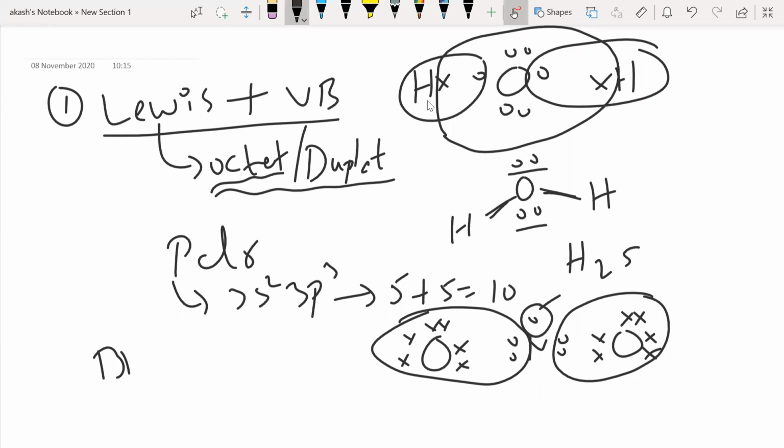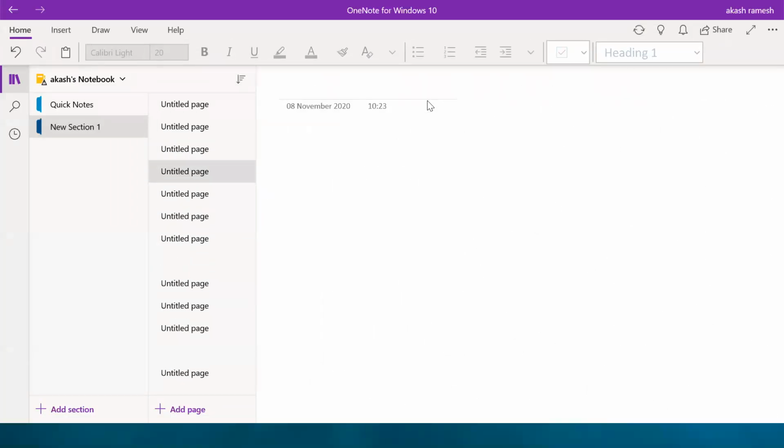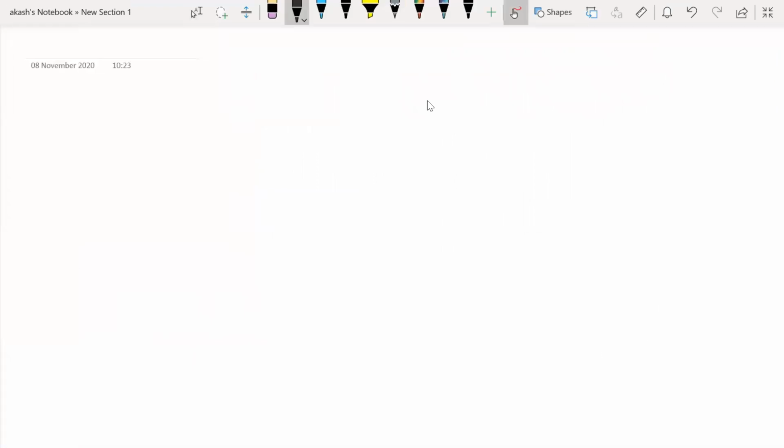Okay, I'll give you the example. The example is BF3, boron trifluoride, or I can even have BeCl2, right? So all these are examples. You can understand how. Okay, I'll make a page. 1 second. Right. So in BF3, right? So boron is having 1s2, 2s2, 2p1, right? The total number of electrons is 5, right?